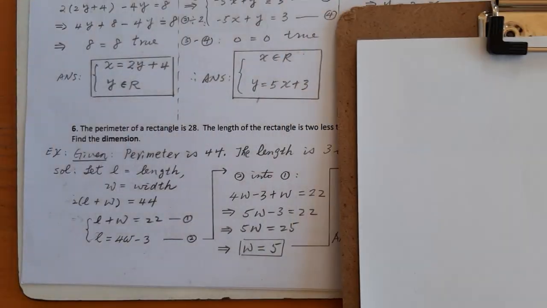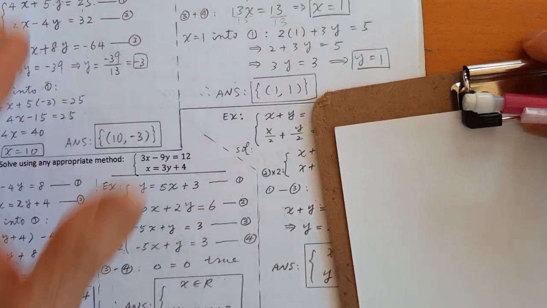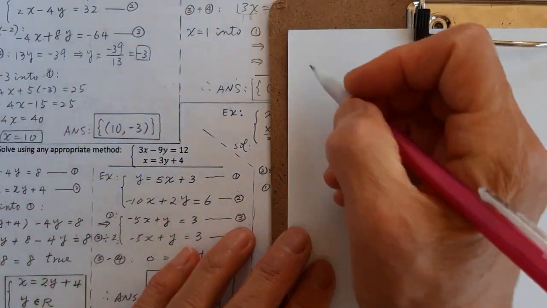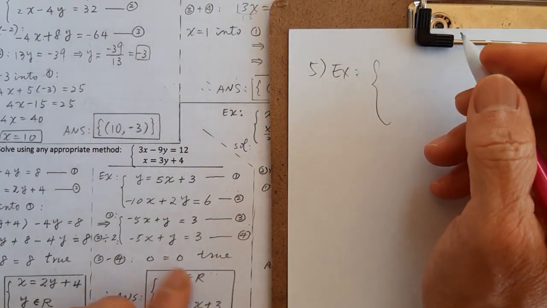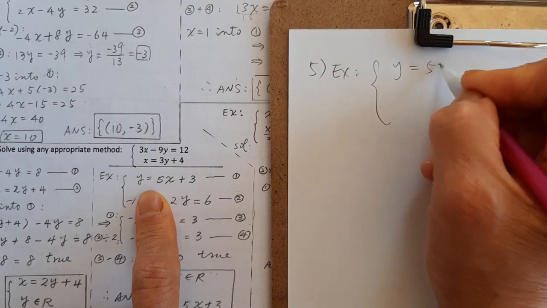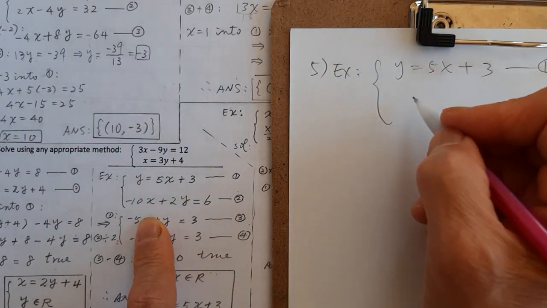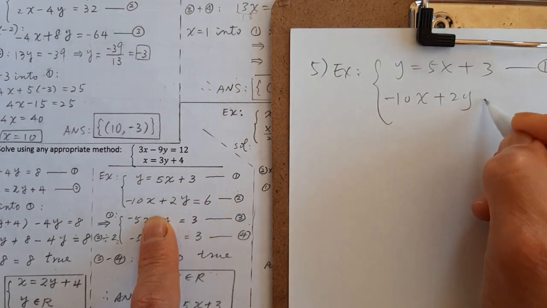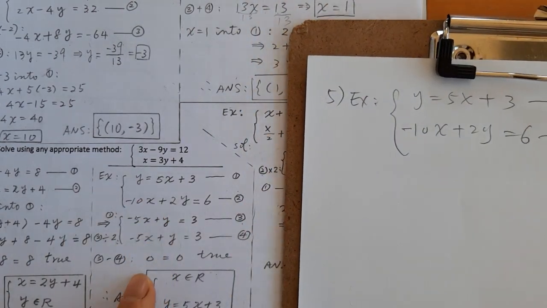Second, for question 5, another example. For example, y equal 5x plus 3. That's the first equation. Second equation is negative 10x plus 2y equals 6. That's the second equation.